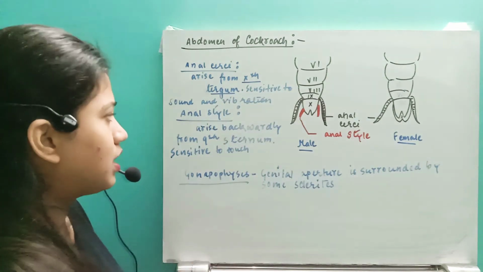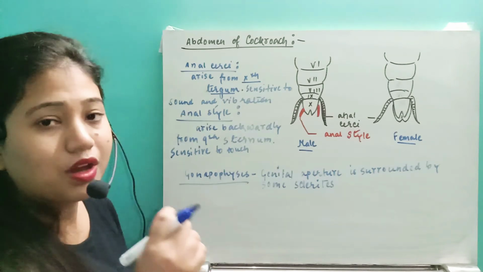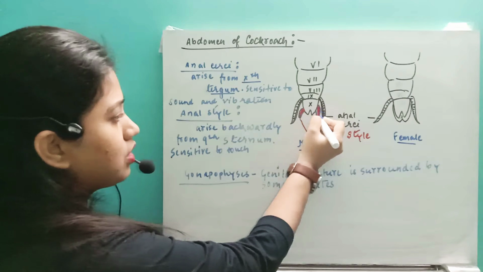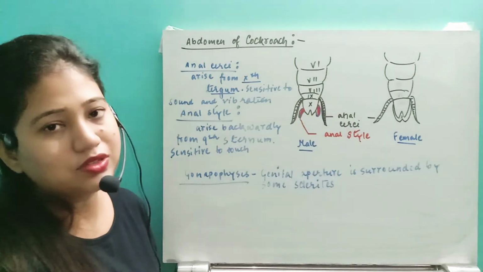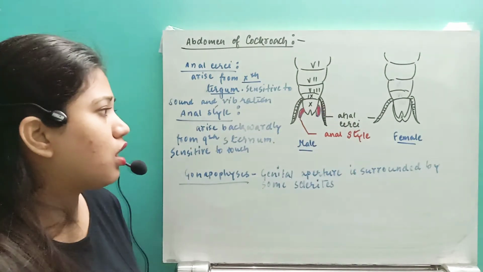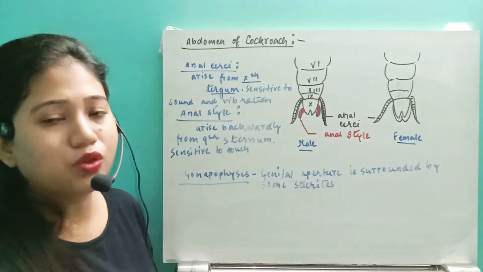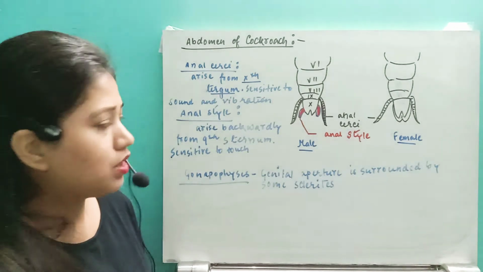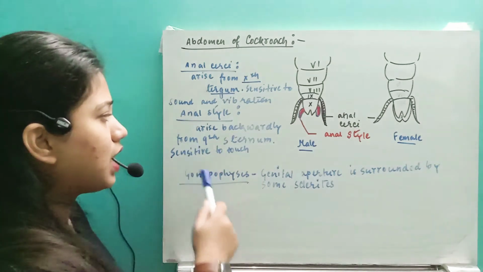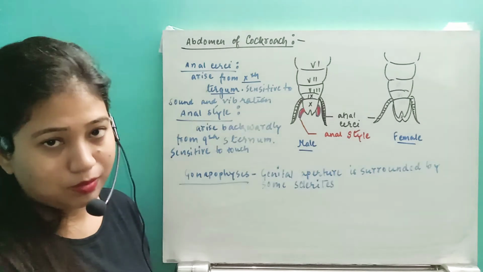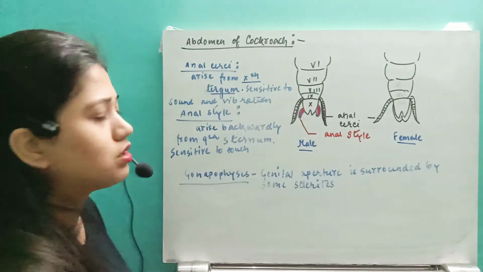Then after that, you see there is one specific structure that is known as the anal style. This anal style is only present in the males. The females will not have the anal style. So remember that the anal style will be present only in the male, which is sensitive to touch.